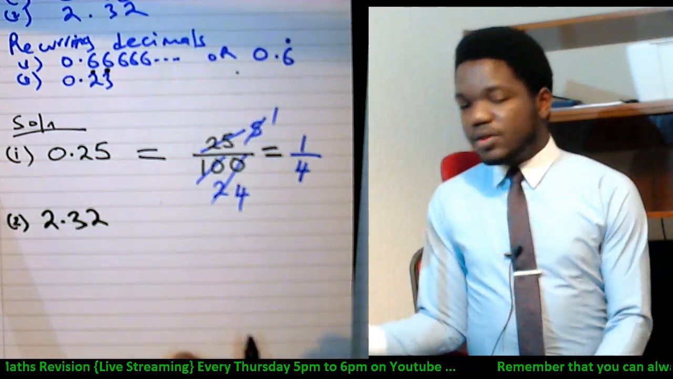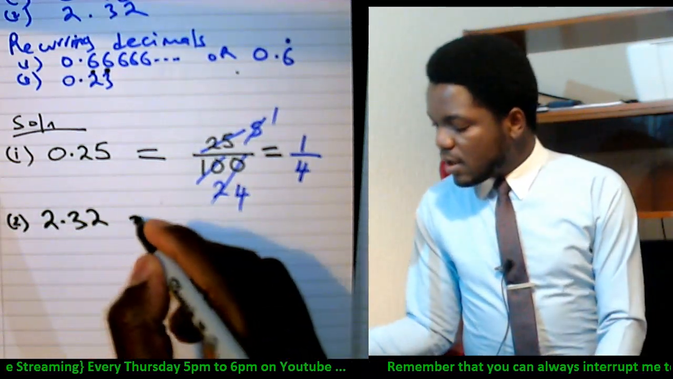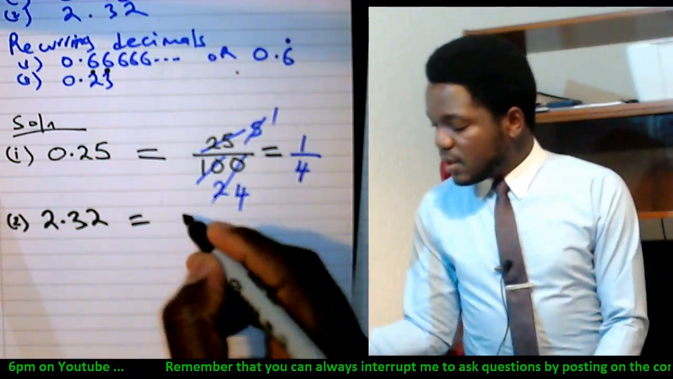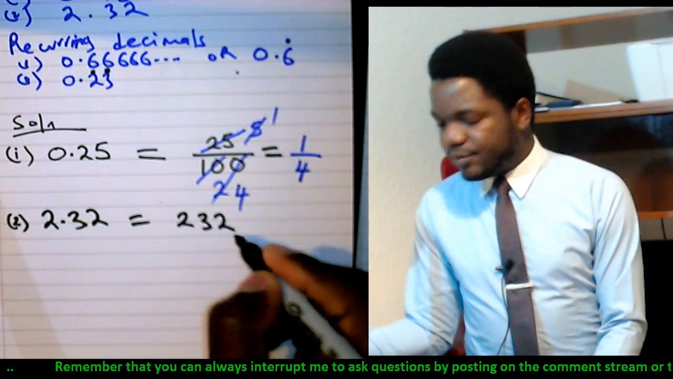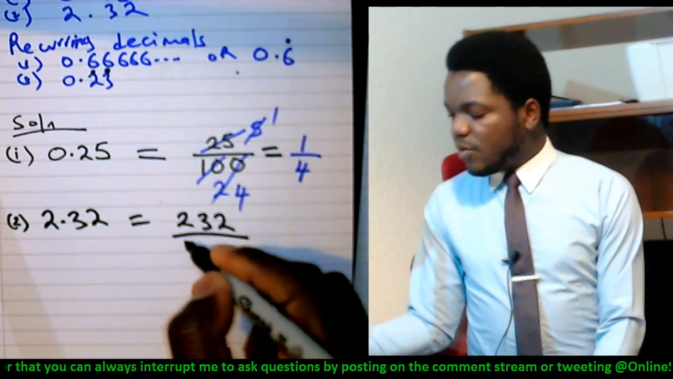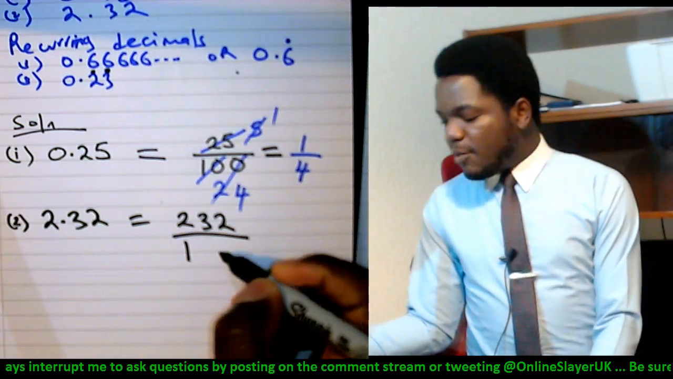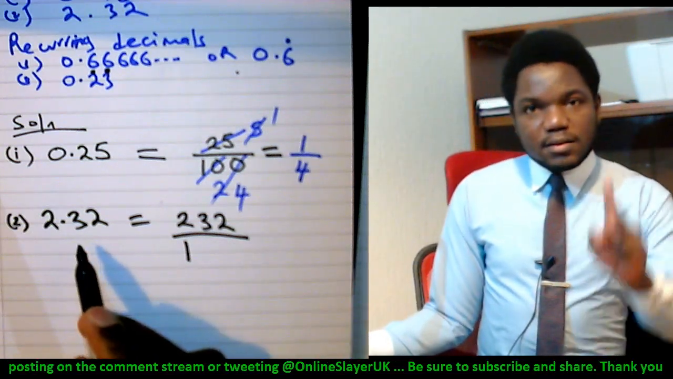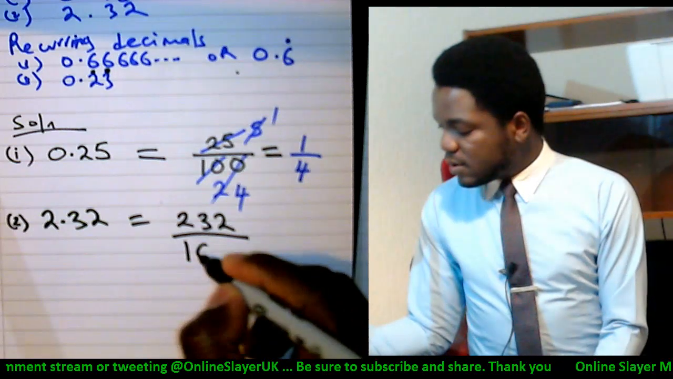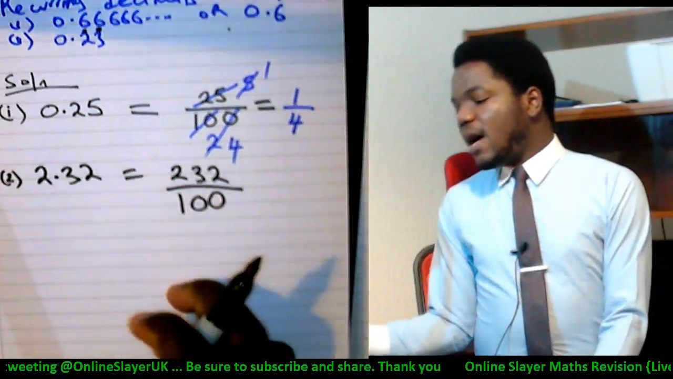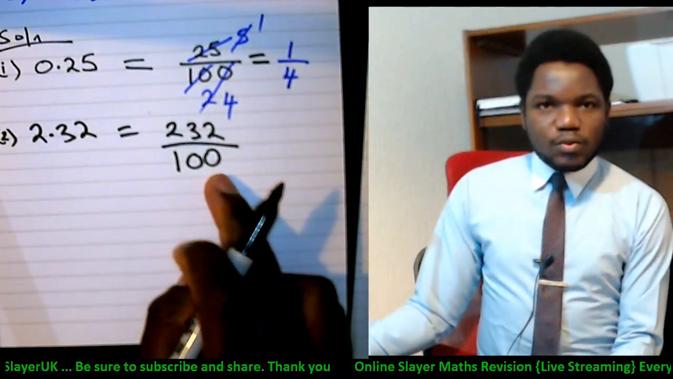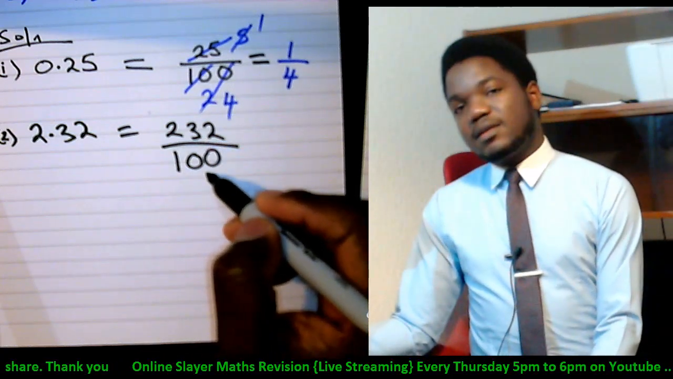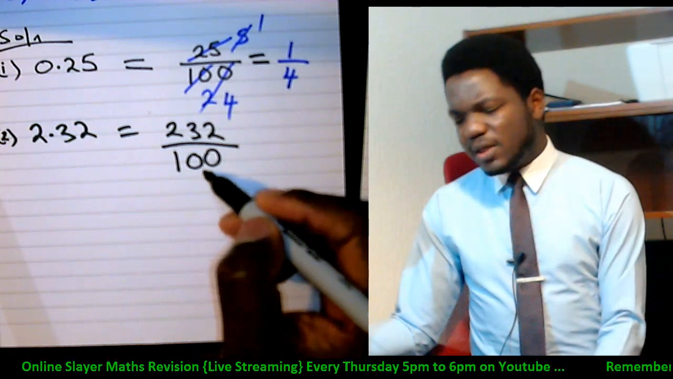2.32. Do exactly the same thing. What numbers can I see here if I ignore the decimal point? It's 232, divided by a 1 with a number of zeros. How many zeros am I going to have there? How many decimal places? 2. So 2 zeros as well. 0, 0. I would love to stop there, but no, I wouldn't do that, because this is an even number and this is an even number. So it tells me that 2 can still go in both of them.